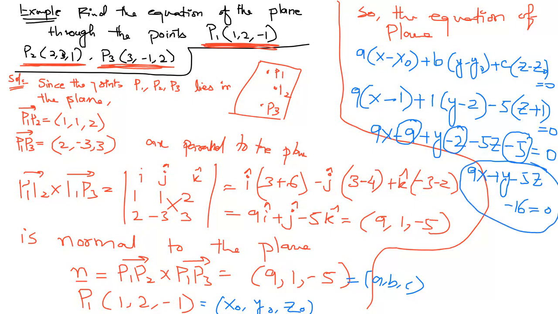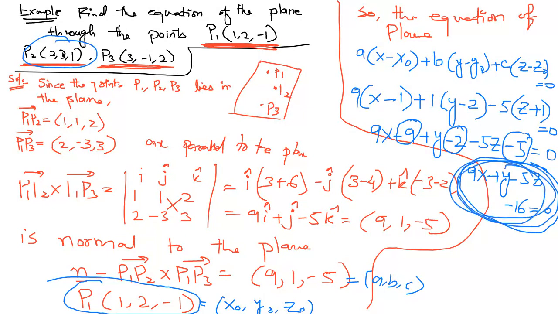Okay, so I choose the point 1. If you choose point 2, you will get the same equation of the plane. If you choose point 3, you will get the same equation of the plane. So it is better if you choose any point. Okay, if you want, I will show for you. For example, n is fixed, which is 9, 1, and minus 5. And if I choose the point P2, which is equal to 2, 3, and 1.